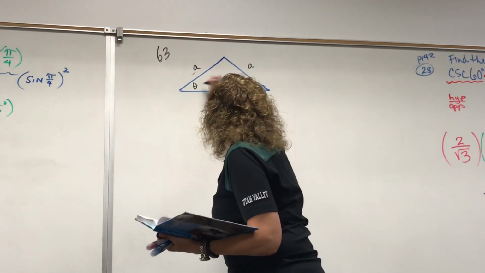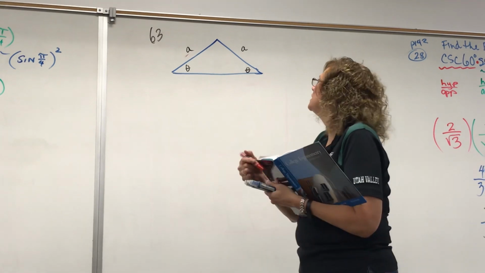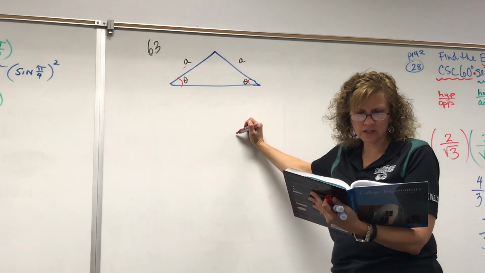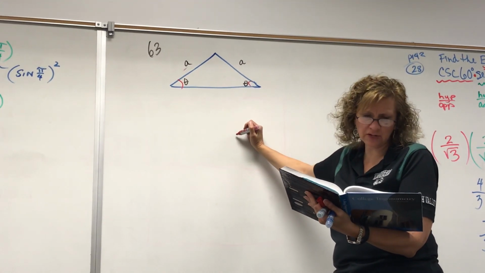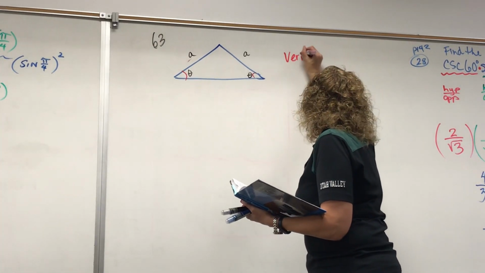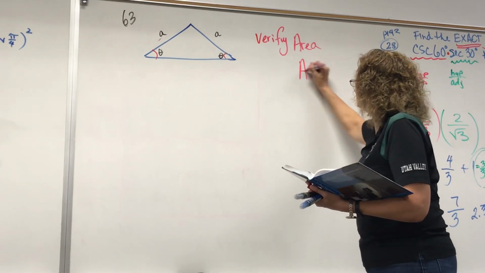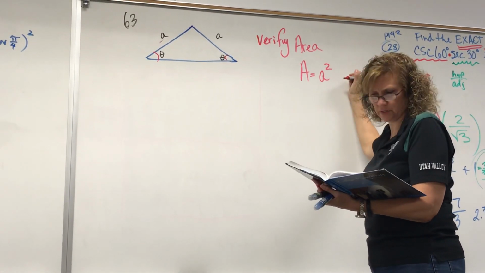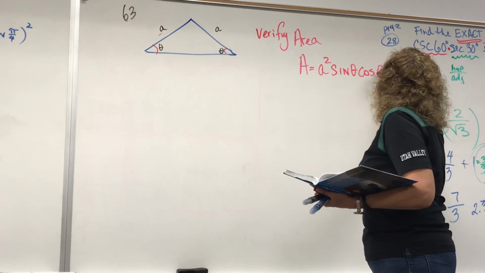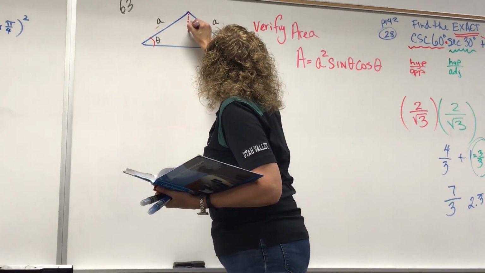Base angles of an isosceles triangle actually are equal. And the base angles have a measure of theta. Verify that the area of the triangle is A squared sine theta cosine theta. And conveniently, they draw your perpendicular in.